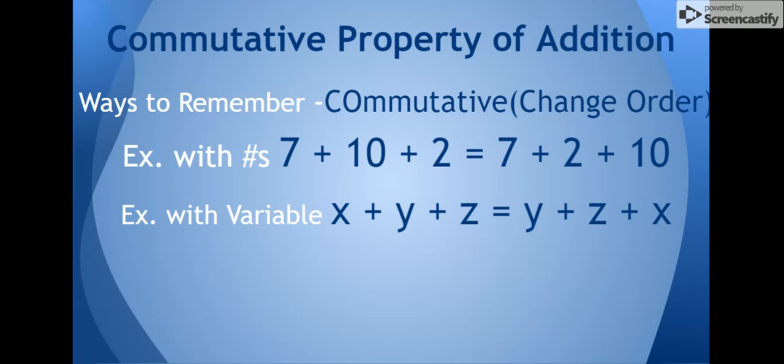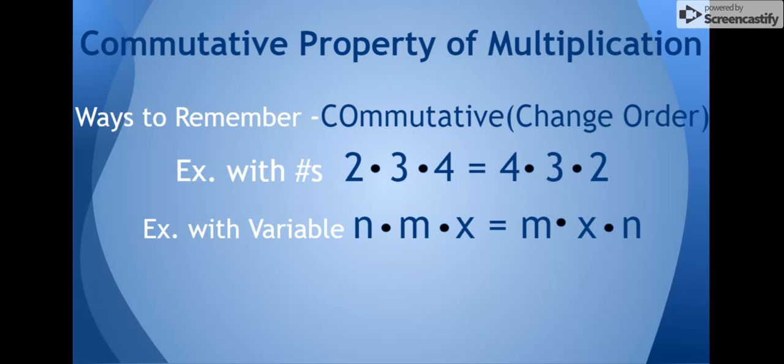So see it's 7 plus 10 plus 2 for addition, and then 7 plus 2 plus 10. So they all don't have to change order, but something has to change order for it to be commutative property. Commutative property of addition is when it's all addition, but the order is changing. So x plus y plus z, y plus z plus x. The order is changing.